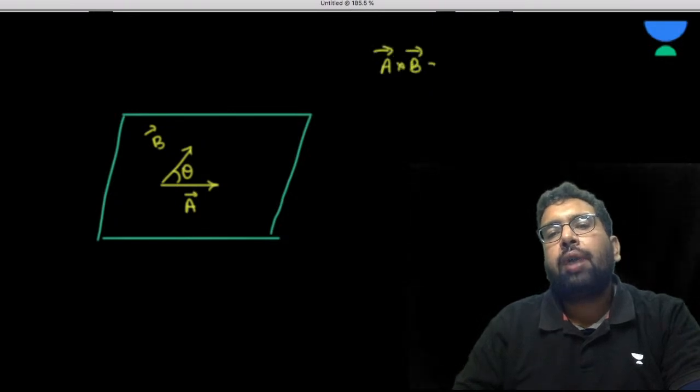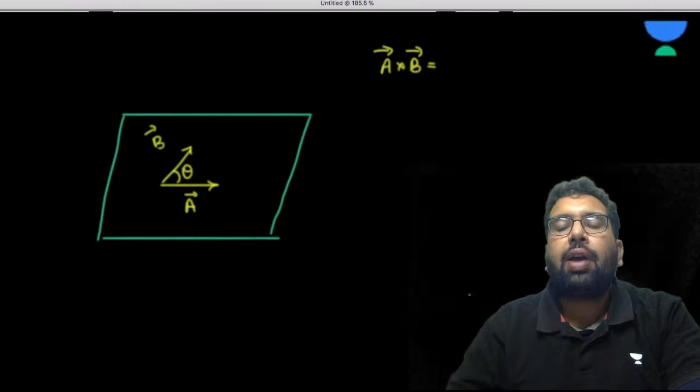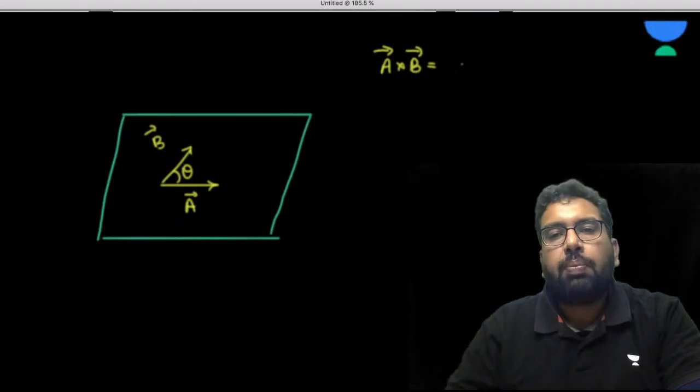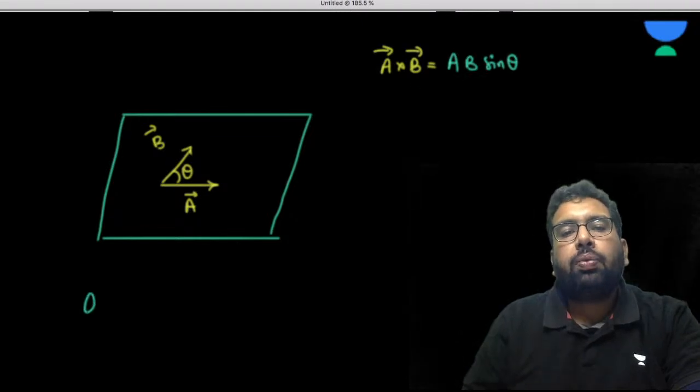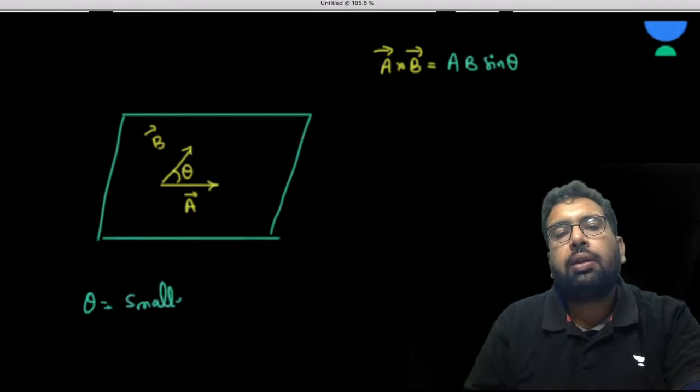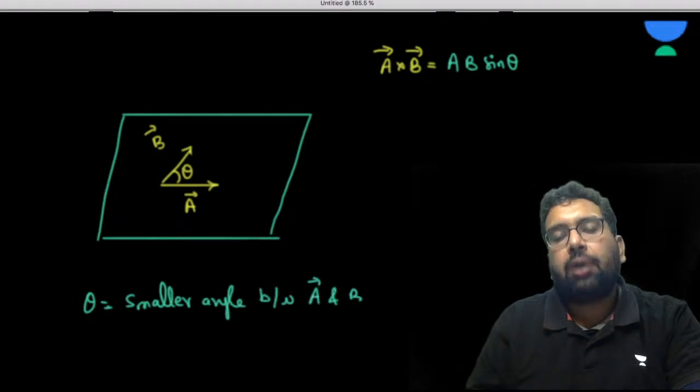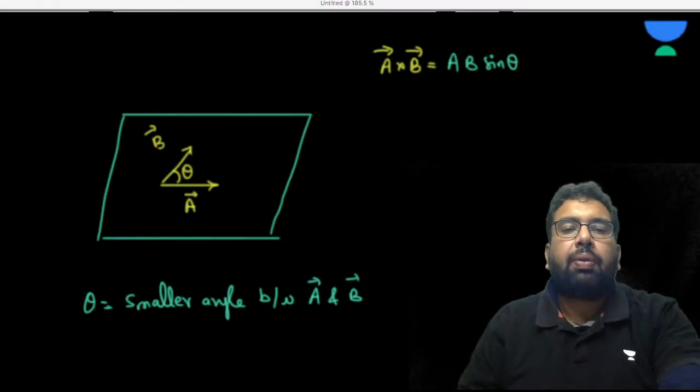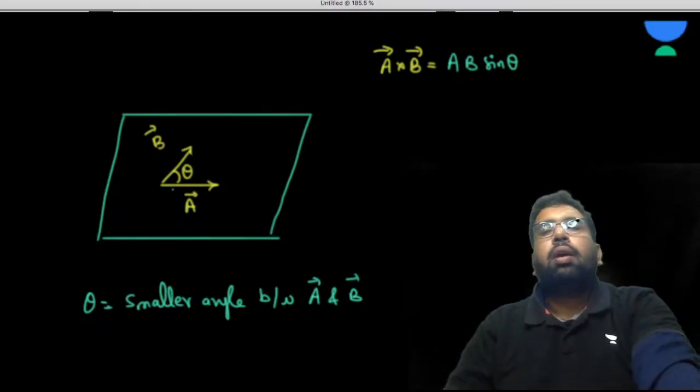So we require the magnitude of it. What is the magnitude, sir? AB sine theta. So clearly we'll get the magnitude. And remember, theta is what? It's the smaller angle. This is also an important thing to understand. It is the smaller angle between vector A and vector B.